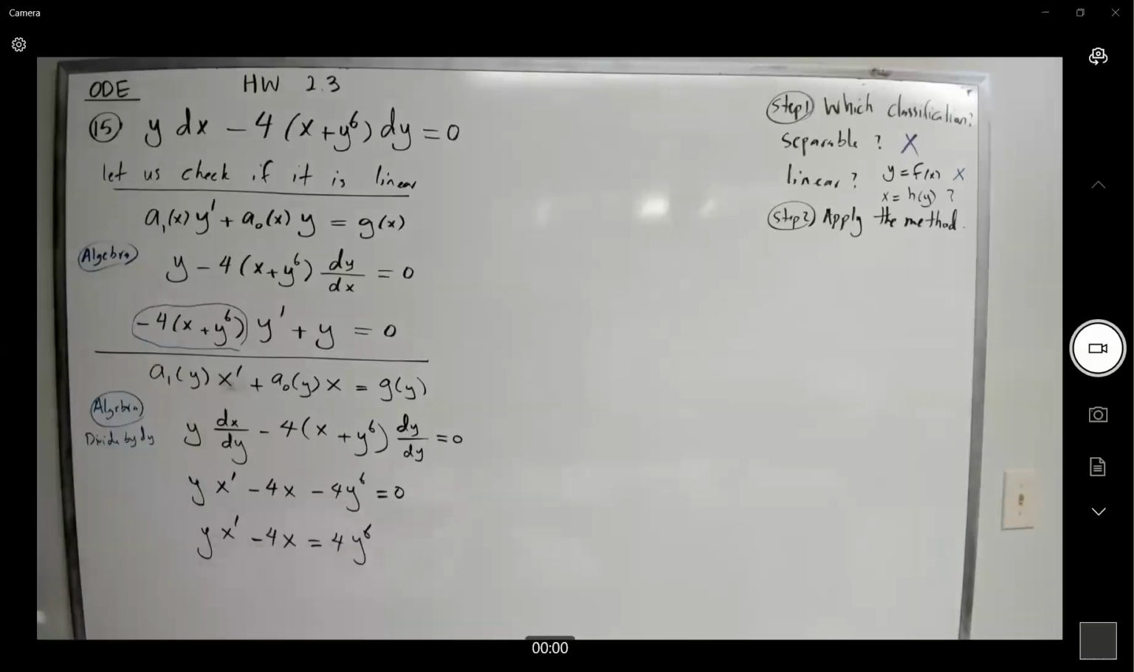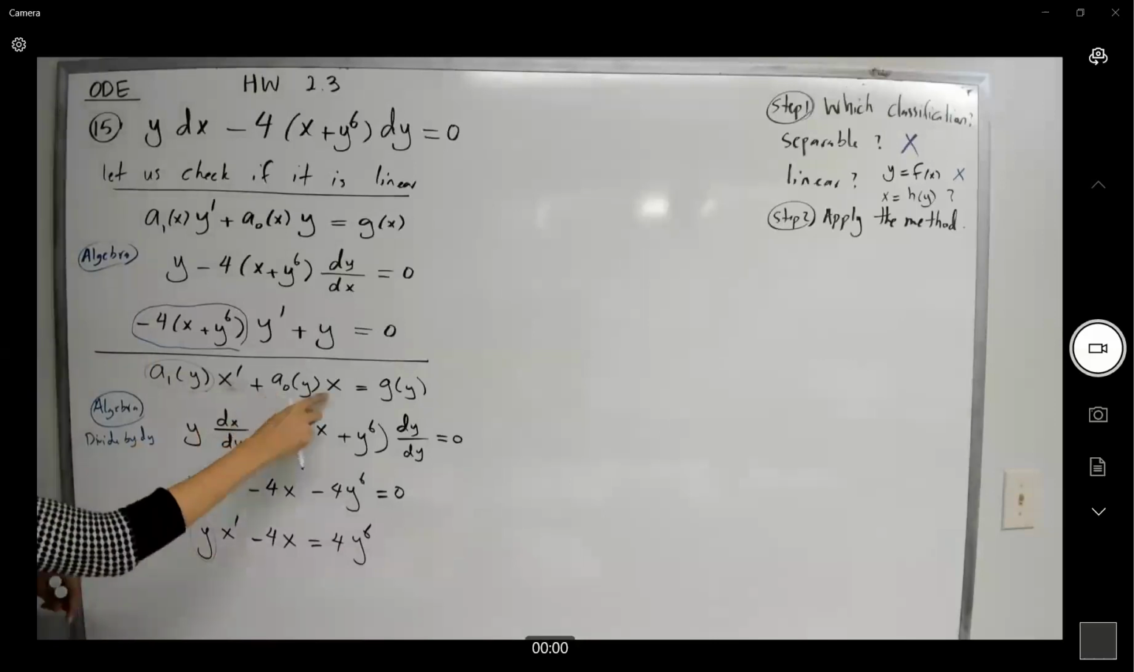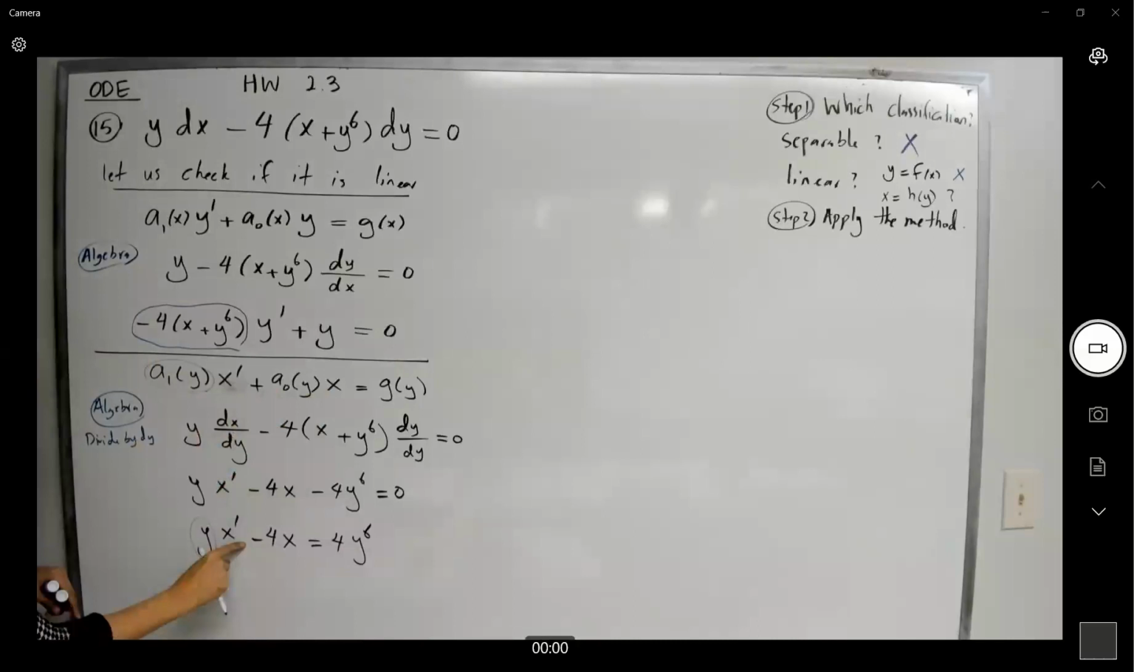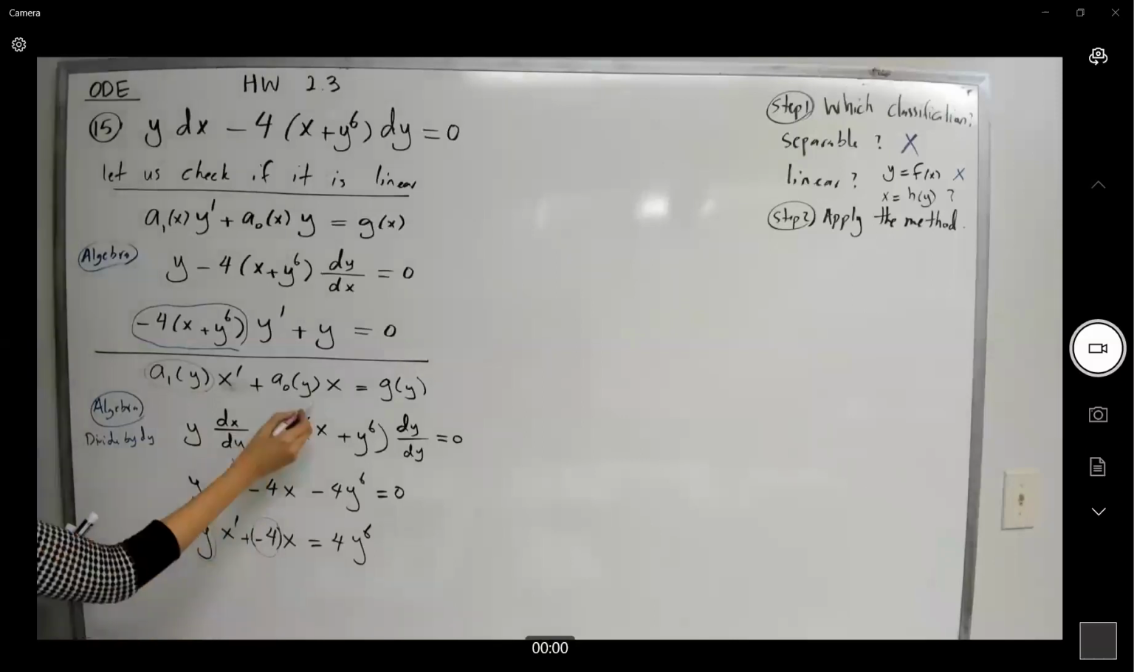Compare these two now. Here you need a coefficient in y multiplied by the derivative of x. As you can see, here you have y times x prime. So far, so good. Here you have a term in terms of y multiplied by x. Here you have negative 4 as the coefficient, plus negative 4 times x. So as you can see, here you have a coefficient which is just negative 4, and it is your a sub 0 of y.